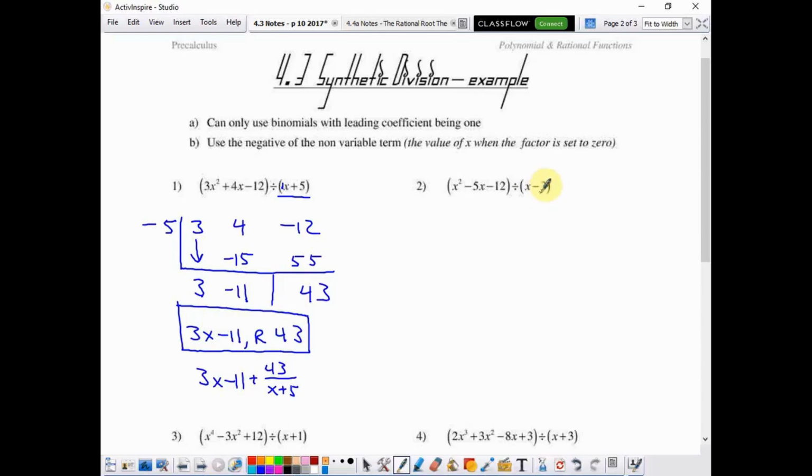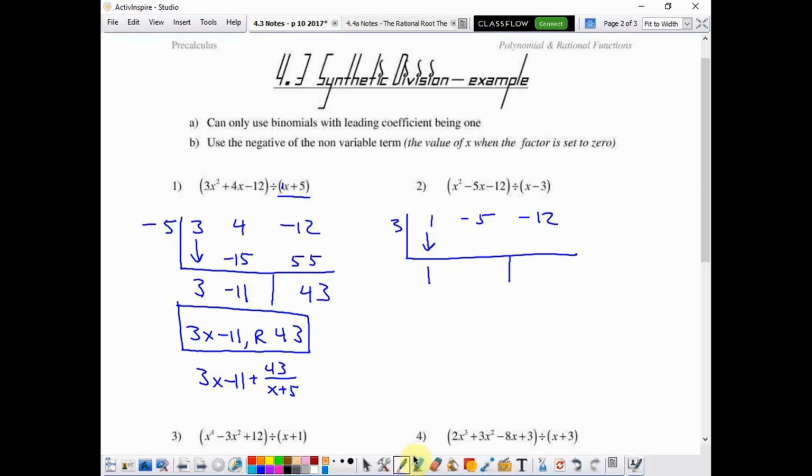Okay, so number 2, the opposite of that non-variable is 3. My coefficients are 1, negative 5, negative 12. And between these two, I'm going to put in a separator for my remainder. So our setup is done.